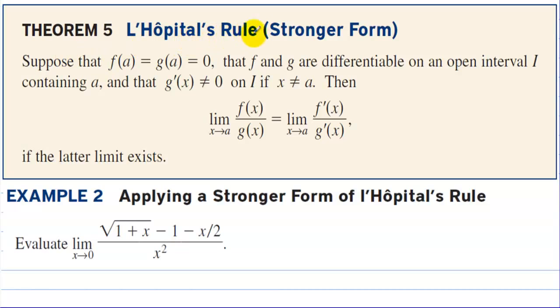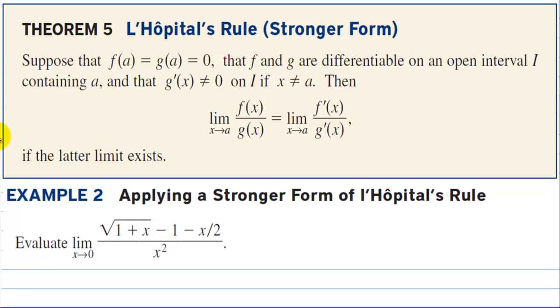Theorem 5, L'Hopital's rule, stronger form. Suppose that f of a equals g of a equals 0, that f and g are differentiable on an open interval I containing a, and that g prime of x does not equal 0 on I if x does not equal a. Then the limit as x approaches a of f of x over g of x equals the limit as x approaches a of f prime over g prime of x. In other words, if you keep getting an indeterminate form, you can just keep taking the derivative.